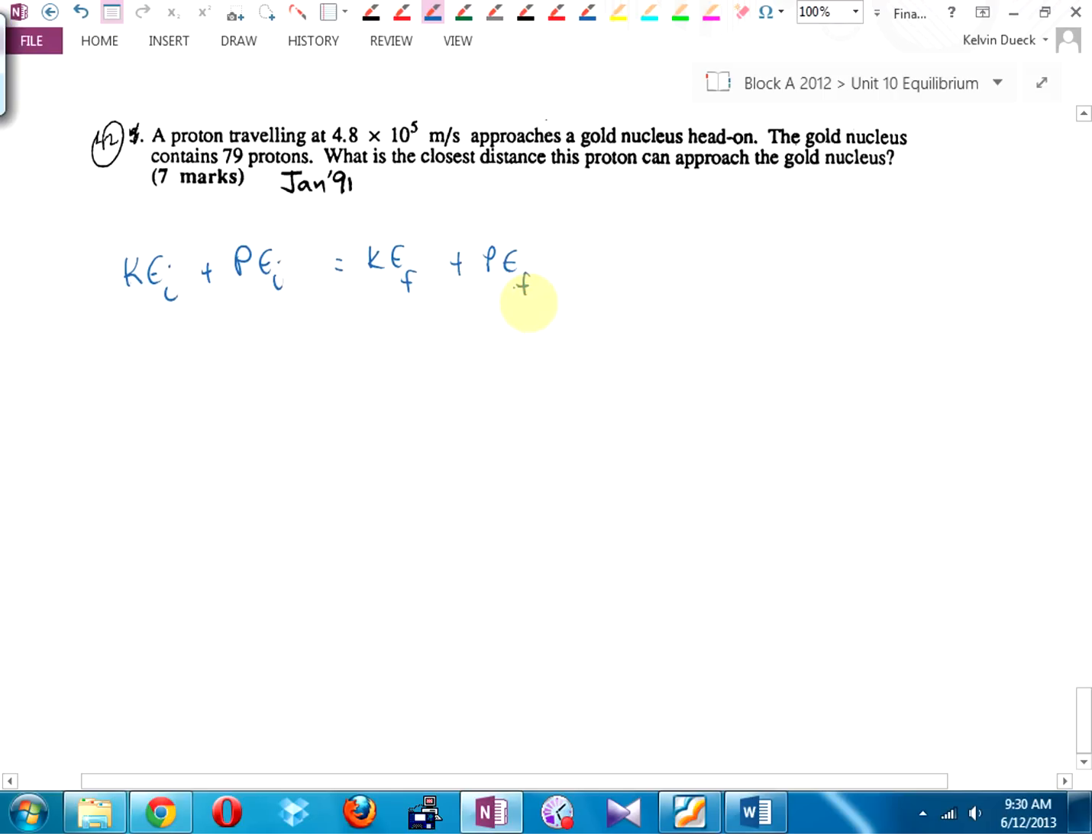Can you visualize it? What we're talking about here, we have a proton, we have a big positively charged gold nucleus. It's starting out some very far distance away. It's moving, but it's getting repelled, it's getting repelled. Eventually, it will come to a stop. It will have used up all of its kinetic energy, and it will now want to fall away.